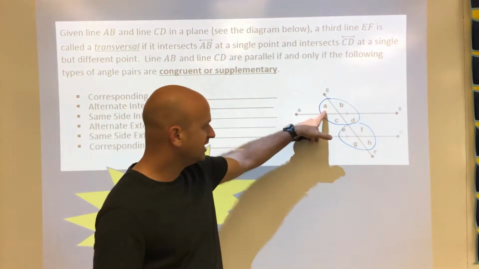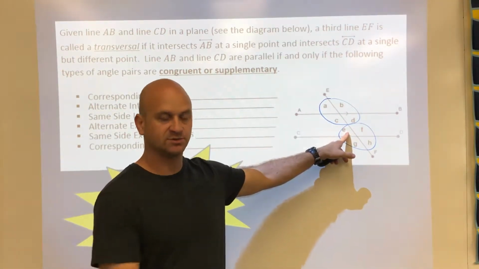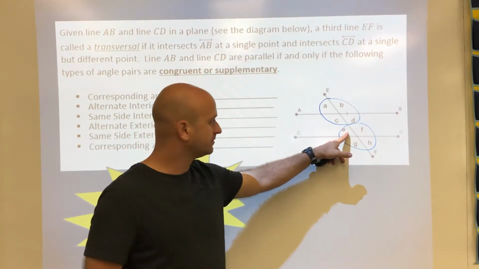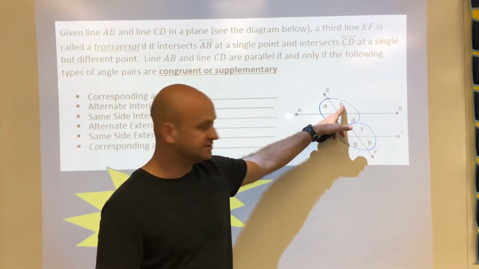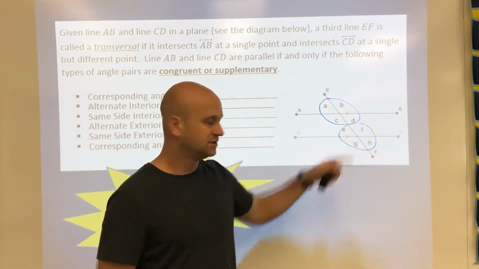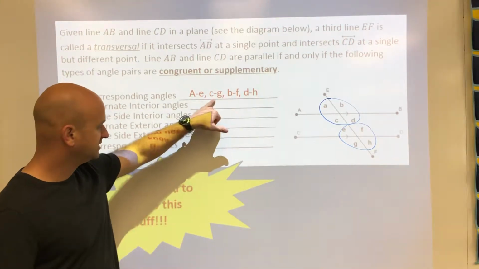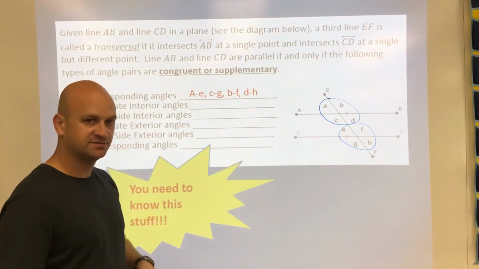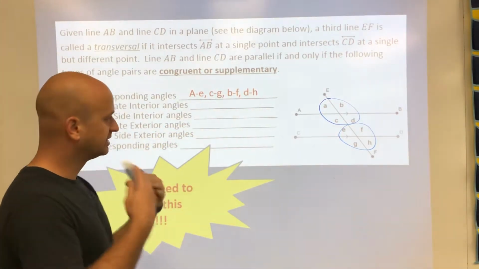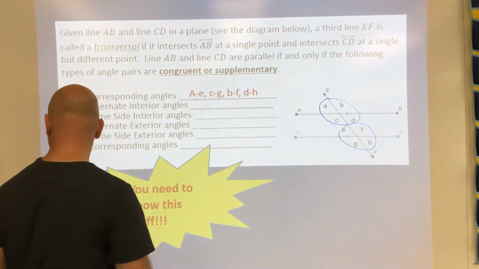So for example, A is the top left seat, and that's going to correspond with E, which is the top left seat on the other table. B is the top right seat, and that's going to correspond with F, which is the top right seat there. The other pairs are going to be C and G, and also D and H. So again, corresponding, we're going to think about it being the circle and the seat at the circle.